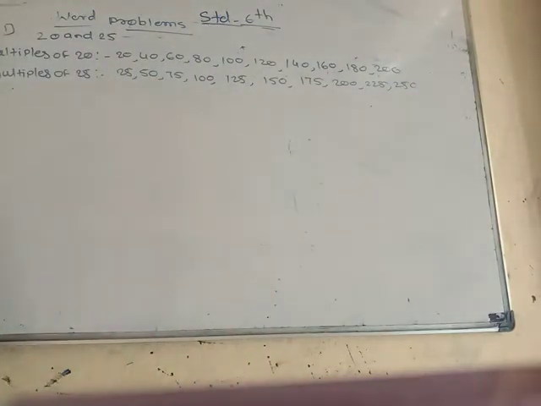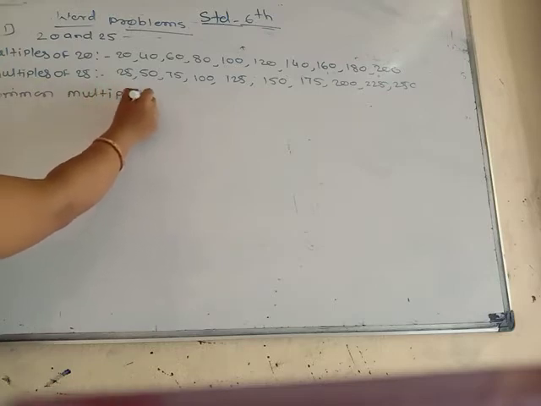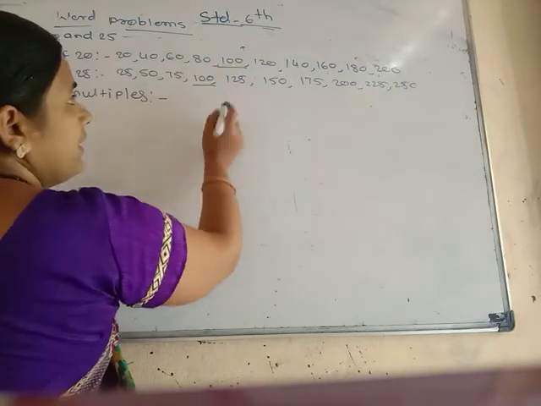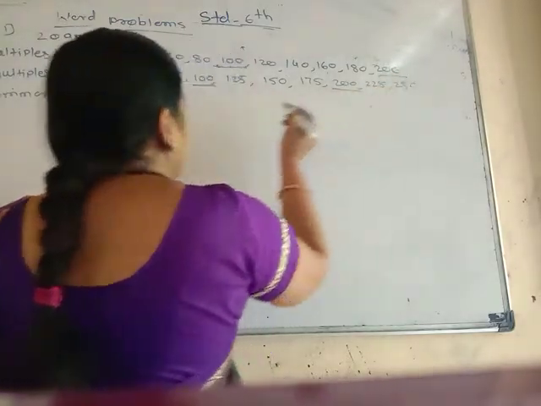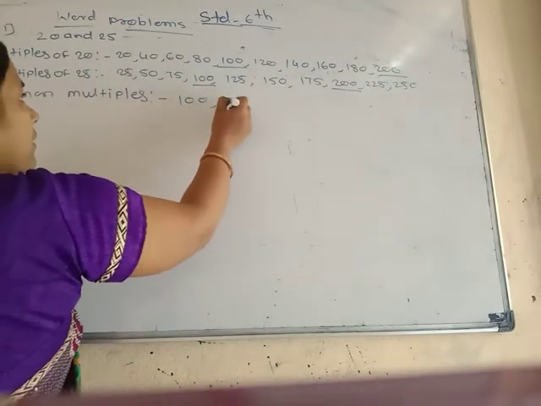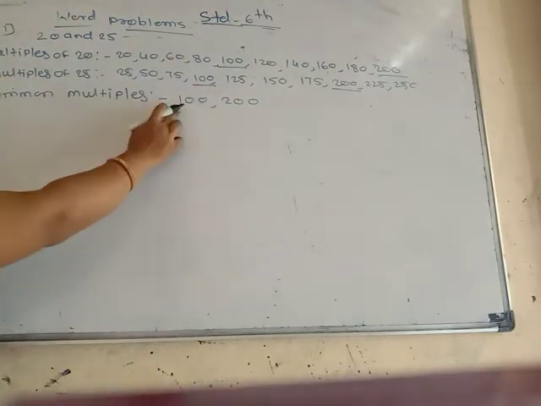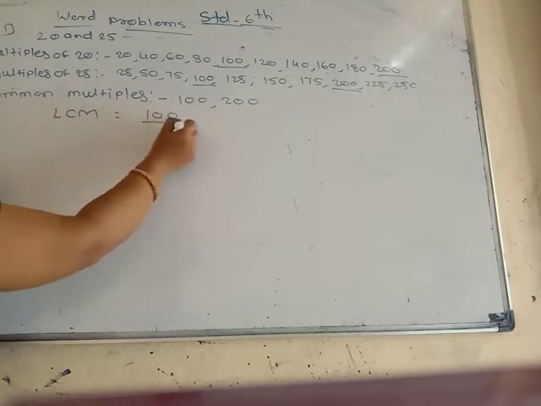Then common multiples of these two numbers 20 and 25. See here which numbers are common: 100, and again 200. 100 comma 200. The lowest multiple of these two numbers is 100. Then you write here LCM is equal to 100.